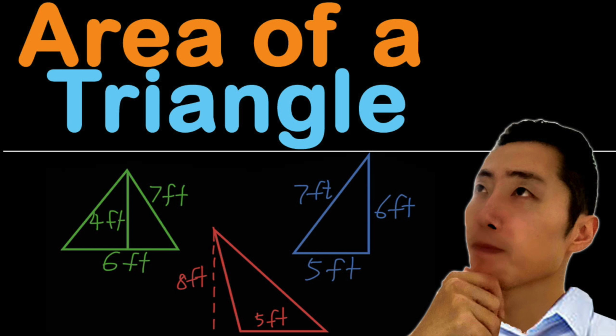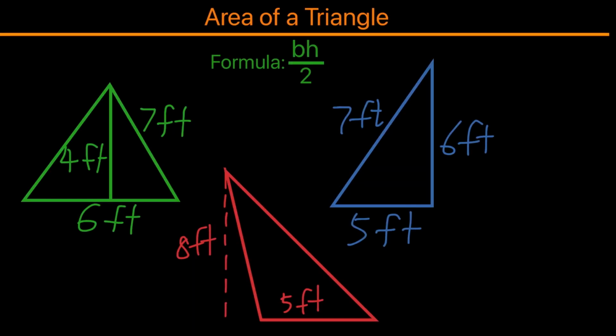In this video, I'll be going over how to find the area of a triangle. The formula that we have is base times height over 2. So we're gonna use this formula for all the 3 examples below.